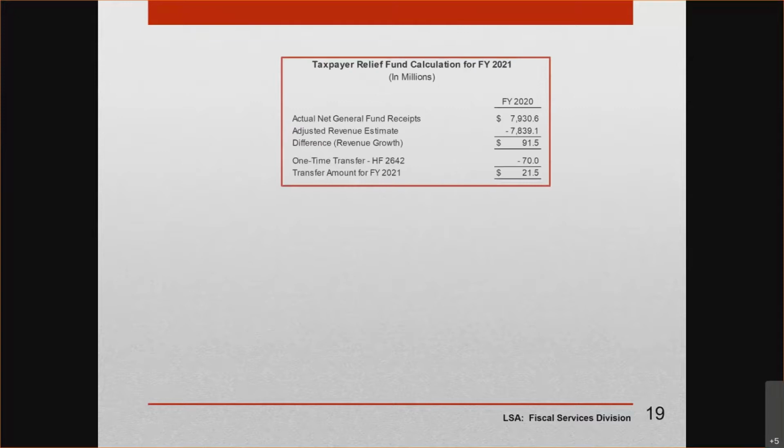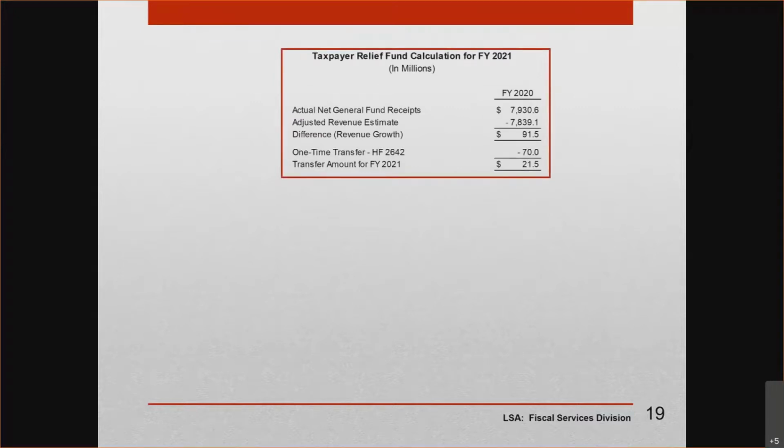So here is how we calculated the fiscal 21 transfer amount to the Taxpayer Relief Fund. Like I mentioned, in determining that amount, we had to go back and look at fiscal 20. So we looked at the actual receipts that came in fiscal 20. We went back and pulled the adjusted revenue estimate that was used in establishing the fiscal 20 budget. And that difference was a revenue growth of $91.5 million.